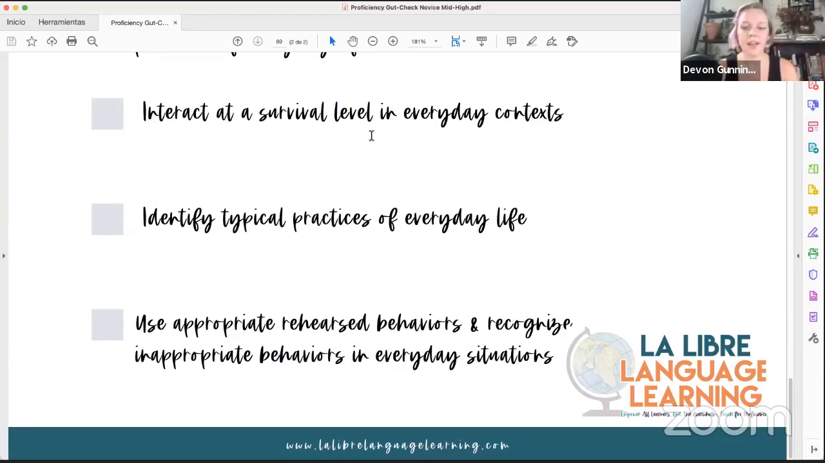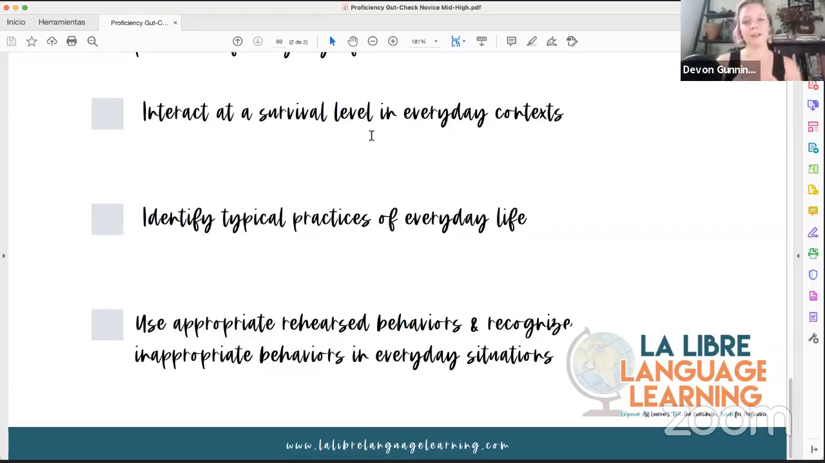And then the last one is, I think, probably one of the most useful ones. Can your students use appropriate rehearsed behaviors and recognize inappropriate behaviors in everyday situations? This language should give you a nice sigh of relief that, yes, they can use rehearsed behaviors, sometimes in Spanish too, in French too, in Chinese, German, Russian, all the things. We are not expecting our students to use unrehearsed behaviors, and that is a very high expectation for level 2.